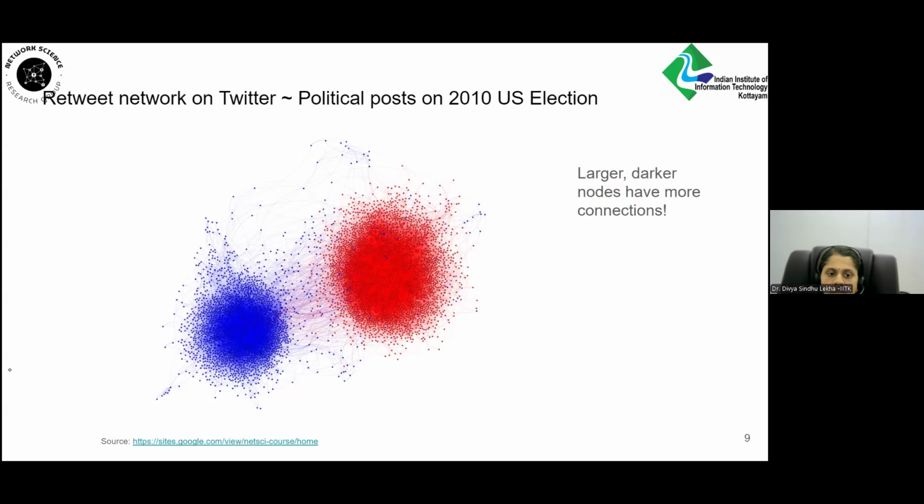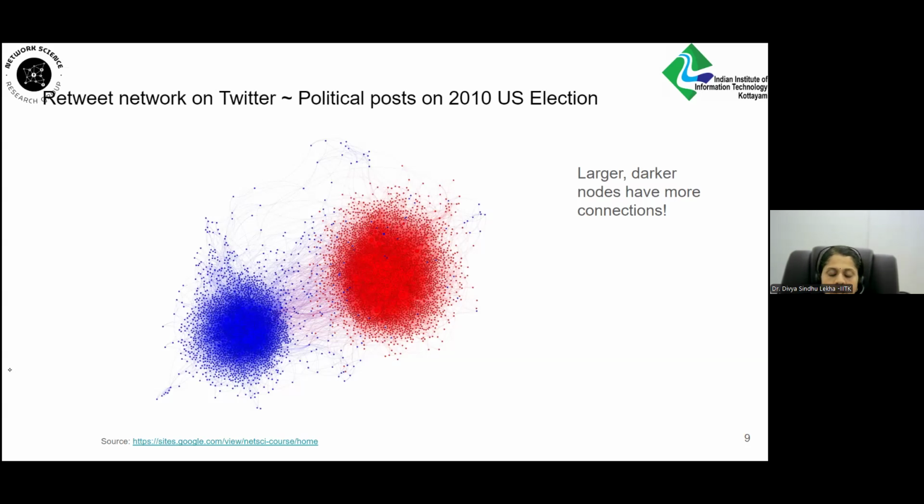Once you have a network model of a real-life data set, with some visualization and analysis, you can draw deeper inferences about it. Visually, you can readily see that there is a blue set of people and a red set of people, and the red set of posts is very large. A large number of posts are in red, which may be interpreted as this political party having a large number of followers.